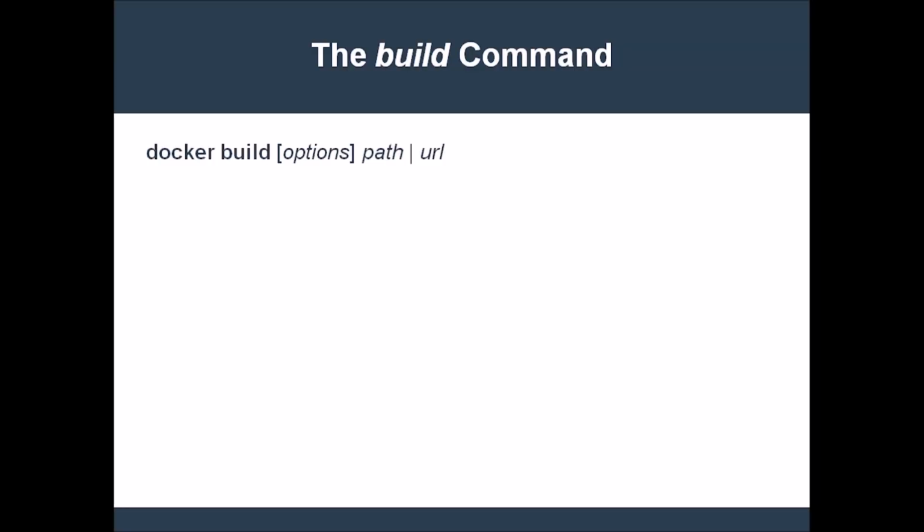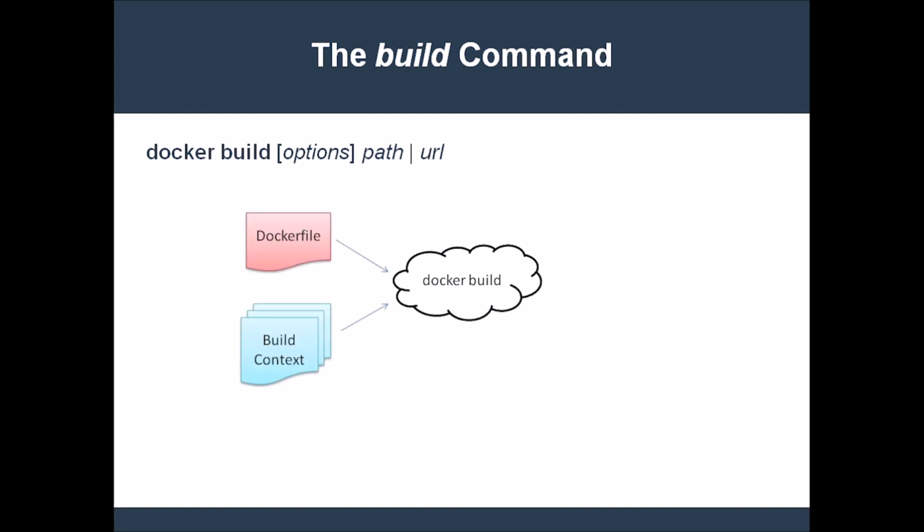The build command is used to create a Docker image from a Dockerfile. Here's how it works. The build command takes a Dockerfile and a context and then builds a brand new image for you. The context is the set of files from the path or URL that you will supply as an argument to the build command.